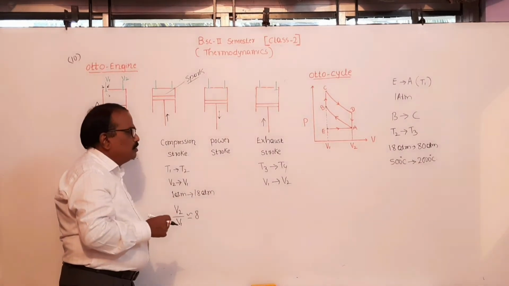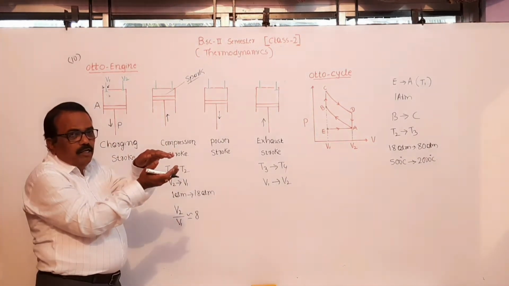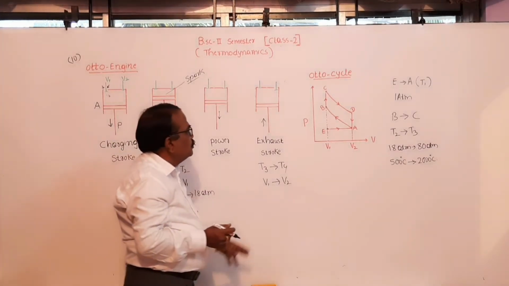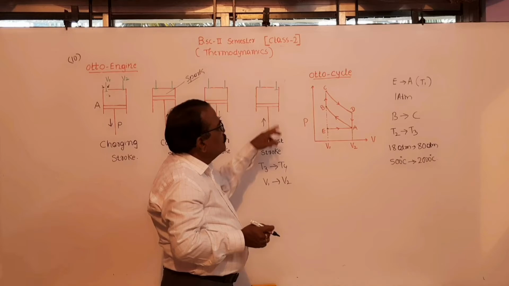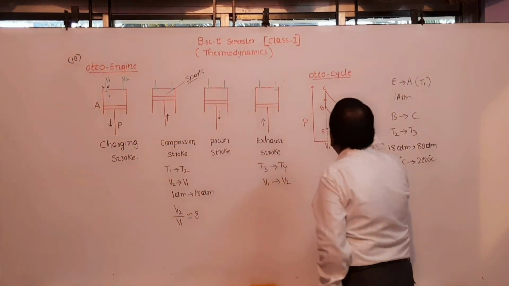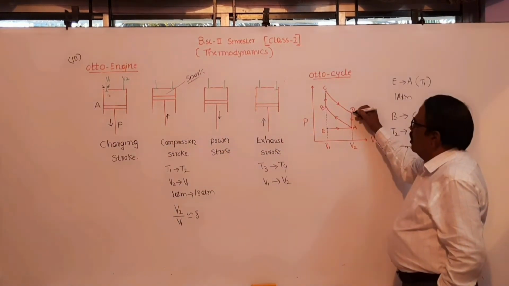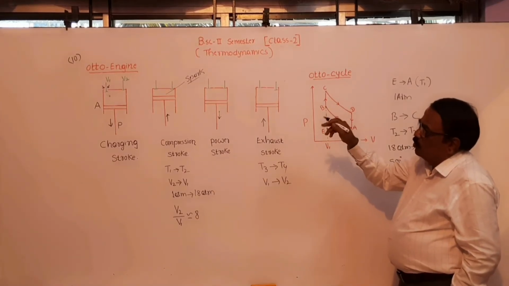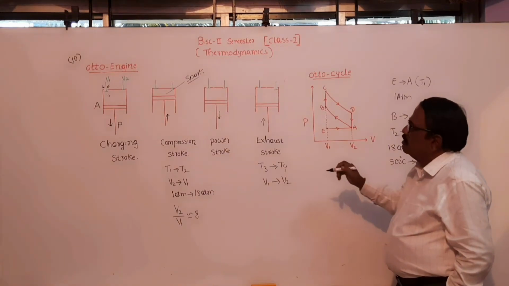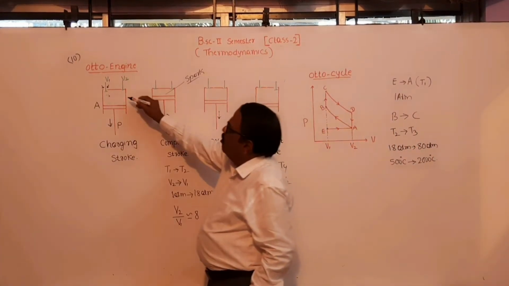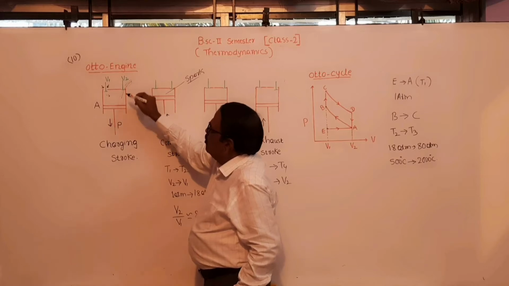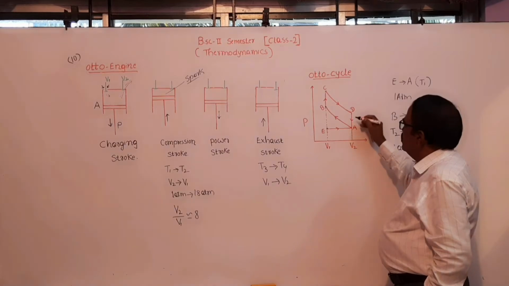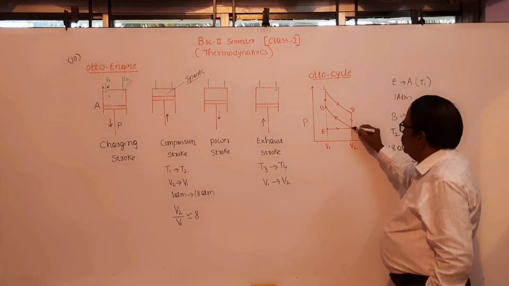Then at the end of this exhaust stroke, once again there is an adiabatic expansion. At the end of this stroke, point D is reached. Again, V2 gets opened and V1 is closed. So all petrol vapor and the mixture of petrol vapor and air escapes. Then point A is reached.